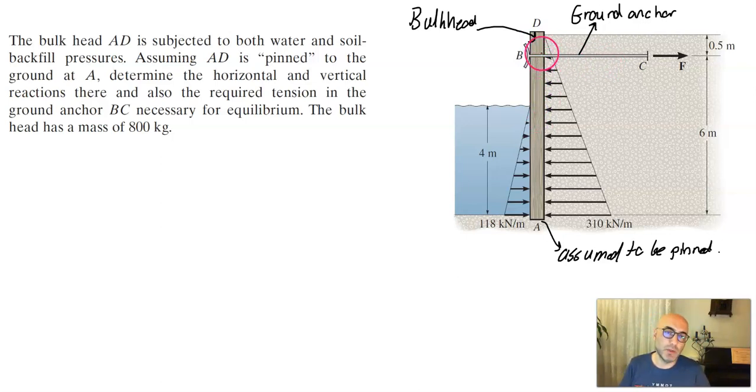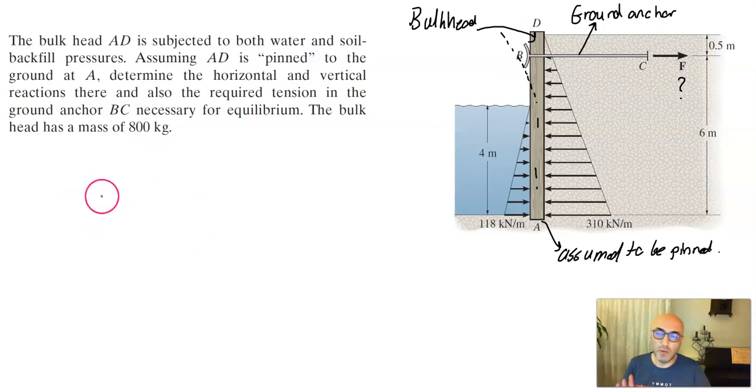For safety reasons, there will be a bending action here. This pressure, especially on this cantilevering length, will cause the bulkhead to bend. We don't want this bending occurring, because it may lead to collapse of the bulkhead. So we install anchor elements into the soil to prevent this bending. That's why we have the anchor here. The question asks for the horizontal and vertical reactions at point A, and the required tension F in the ground anchor BC.